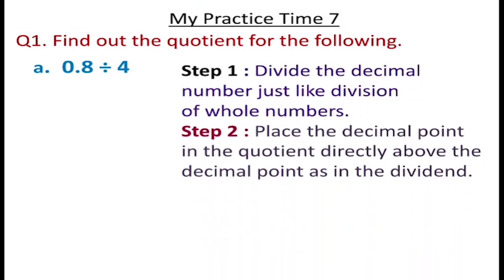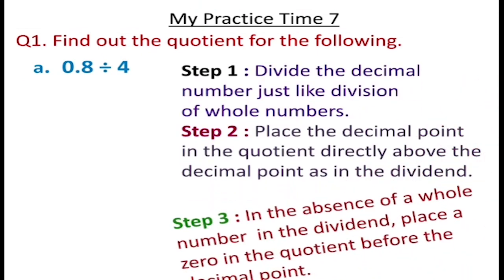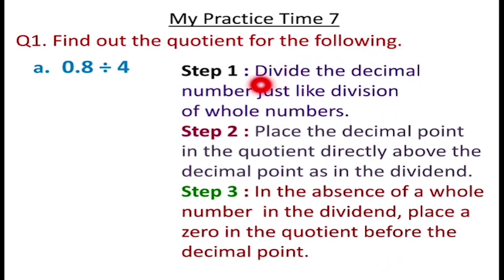Let's recap the steps, children. Step number 1 is divide the decimal number just like division of whole numbers. Step number 2 is place the decimal point in the quotient directly above the decimal point as in the dividend. Step number 3 is, in the absence of a whole number in the dividend, place a 0 in the quotient before the decimal point. So this step you will see here. Here 0.8 is the dividend and 4 is the divisor.